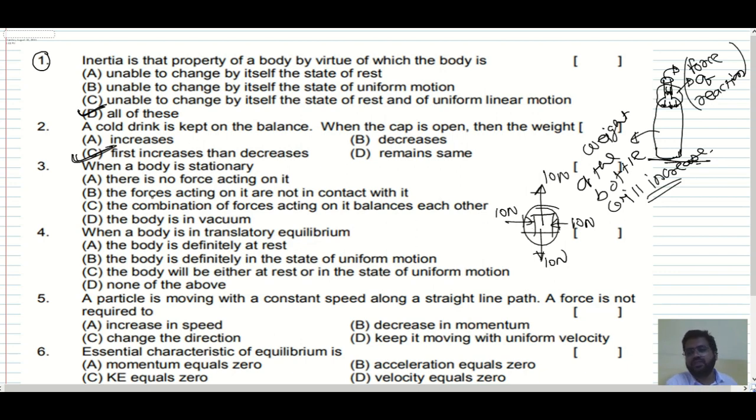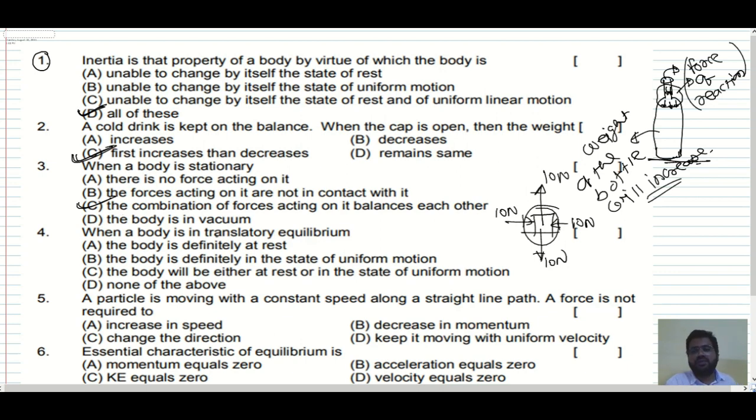Okay, the forces acting on it are not in contact with it? The combination of forces acting on it balances each other? Or the body is in vacuum? No. So option C is the correct option. There is no force acting on it: there is no logic in it. Second, the forces acting on it are not in contact: no logic. Third one, the combination of forces acting on it balances each other. That is the correct answer.